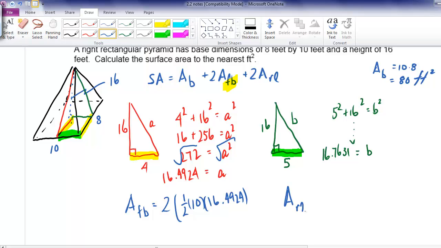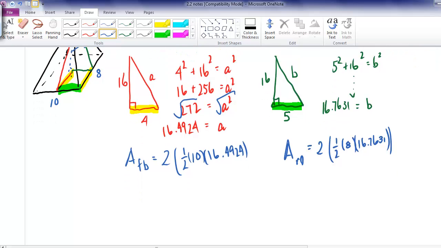Remember, I'm calling it the right and the left. You can call it whatever you want, whatever makes sense to you. That's equal to, well, there's 2 of them, times the formula for a triangle, 1/2 base. Remember, the base of this one is 8. It's connected to that green line, times 16.7631. Now again, if you wanted to do those, you could go ahead and do it.